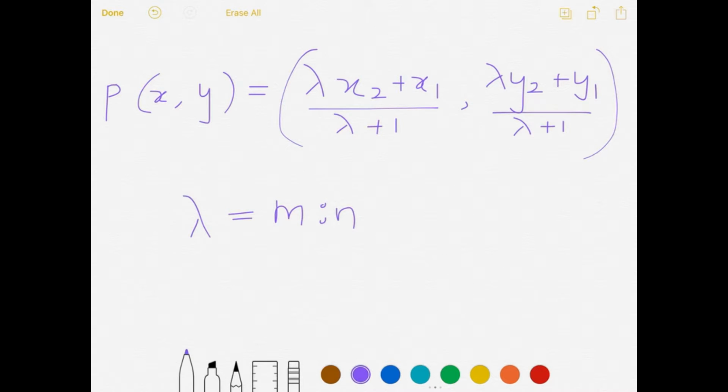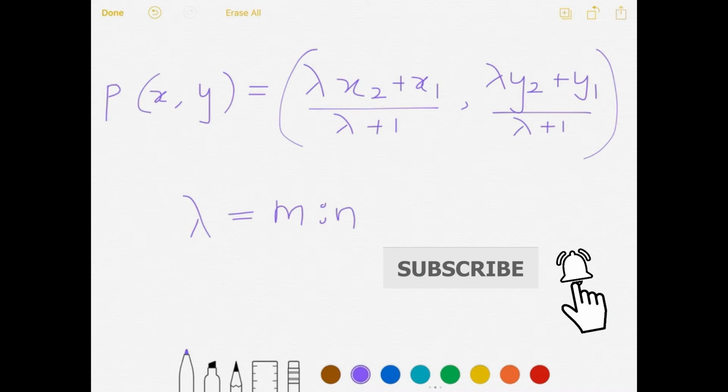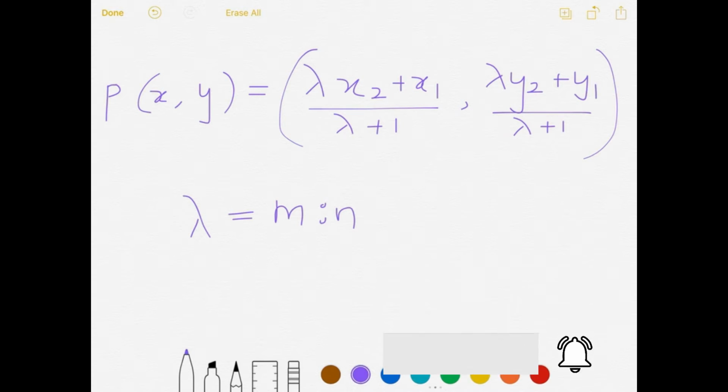Hello everyone and welcome back to part 2 of coordinate geometry. Last time we stopped at the section formula, how to find the coordinates of the point that divides a line segment in the ratio m:n. Now in this session, we will continue with the midpoint formula.